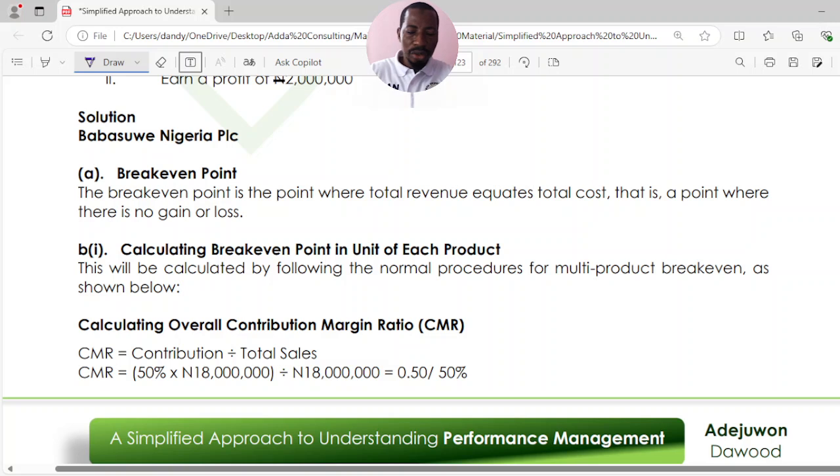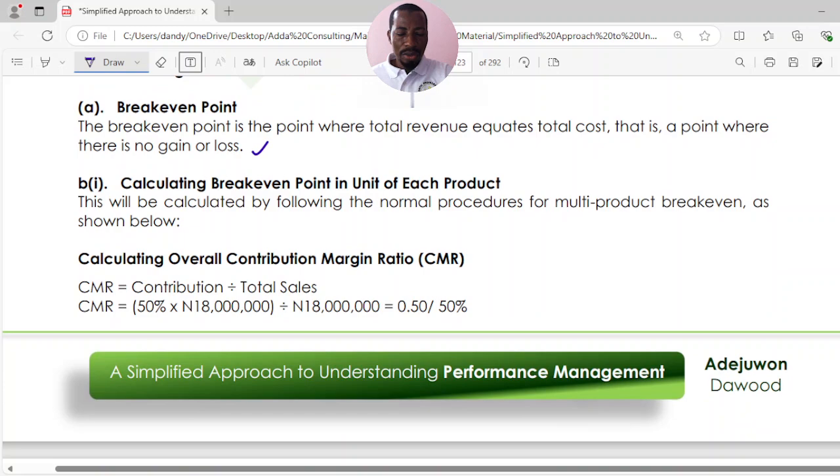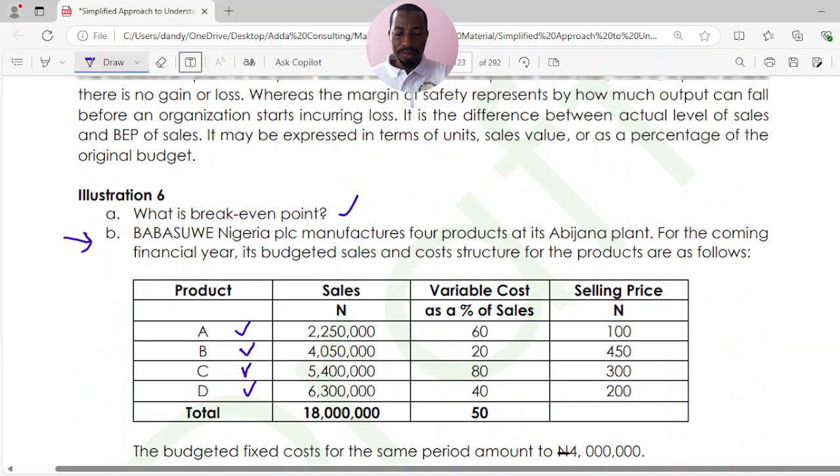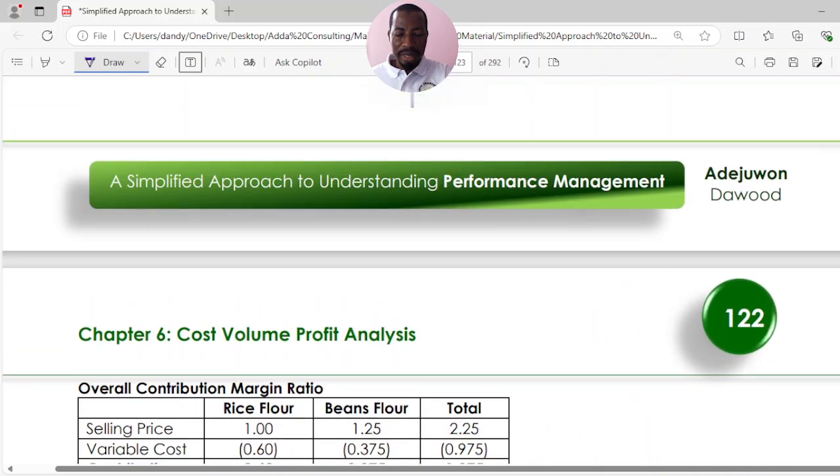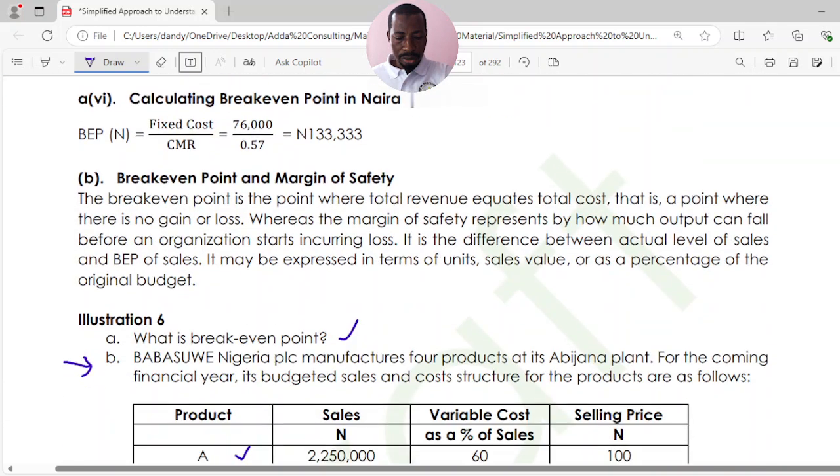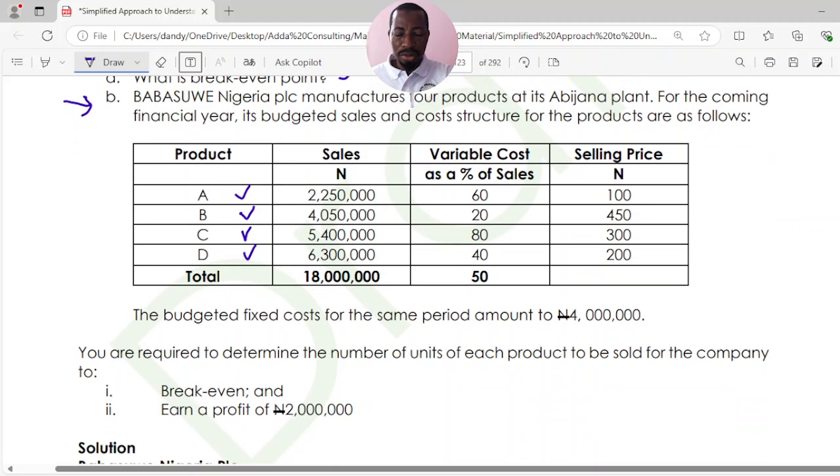So again, you already know the definition of break-even points. Then number B, I want to compute the overall contribution margin ratio. How do I compute my overall contribution margin ratio? In this question, I'm given sales value. The total sales value is 18 million naira. Variable cost is given as a percentage of sales. Sales value is 18 million, so 50% is variable cost.